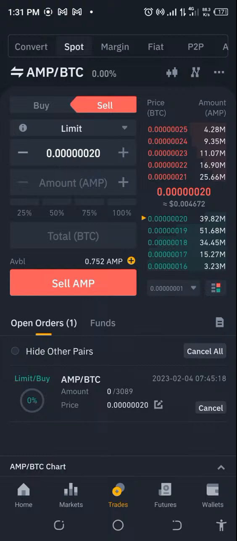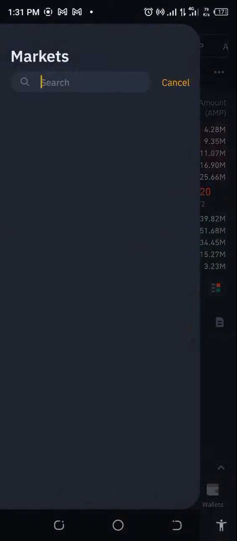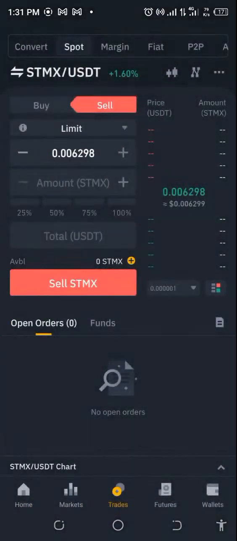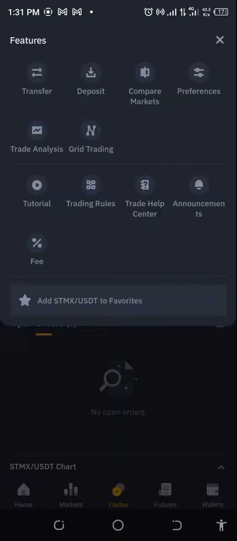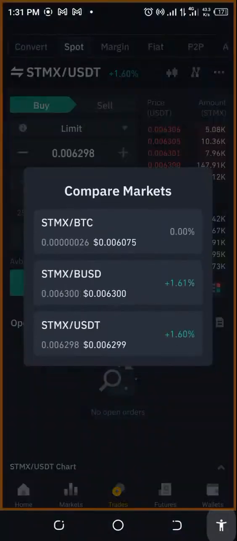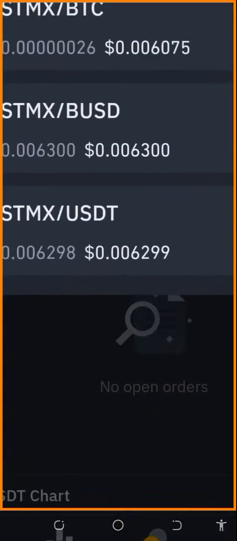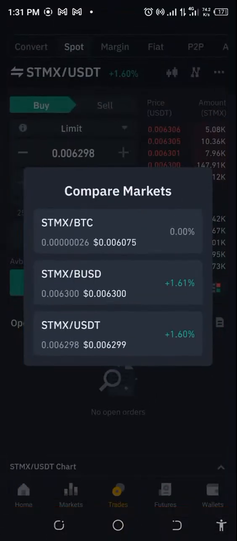Okay, so let's cancel this. Cancelled. We're going to go to another coin. We're going to use STMX. First of all, like I always say, the first thing you need to do is to check and compare the markets to see what's going on, and see if there's any opportunity whatsoever. Okay, it looks like there's an opportunity here. So I'm going to see whether I can buy STMX with my BTC.